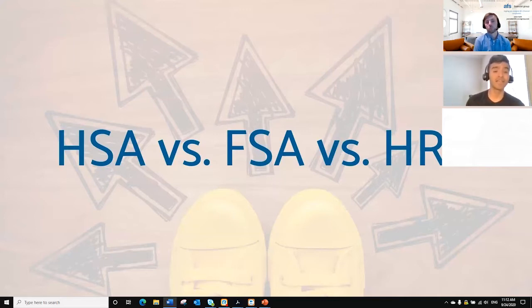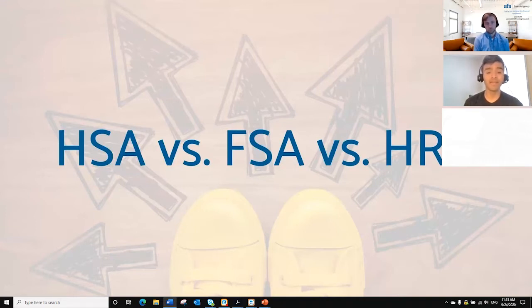So the HSA, you can roll over the funds into the new year. The FSA, if you have, let's say, $1,000 left over in the FSA at the end of the year, you'll actually lose those funds. Now, some employers do have some stipulations, so they can allow you to roll over the funds for another 2.5 months or roll over $500, but you would just want to be sure how that works.